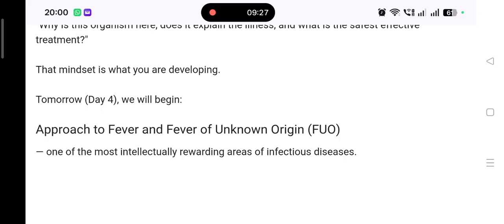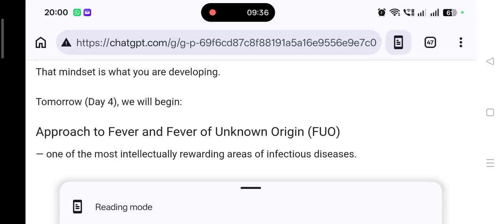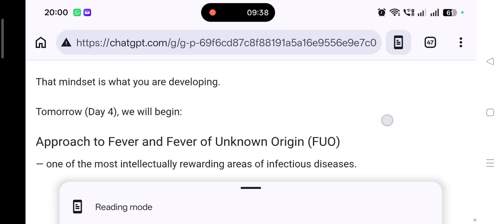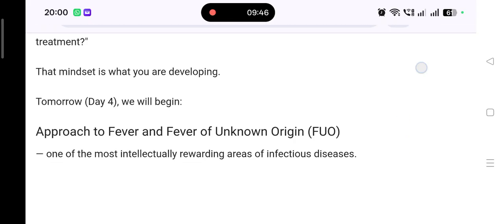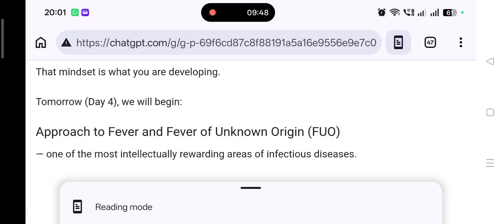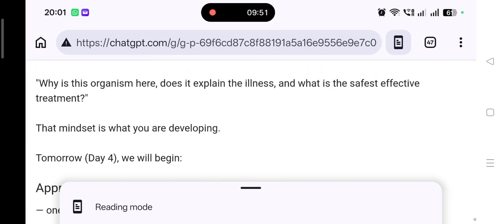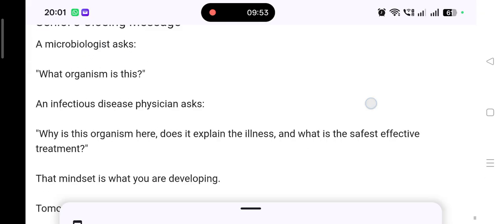In day 4 we will see the approach to fever and fever of unknown origin, one of the most intellectually rewarding areas of infectious diseases, and antimicrobial stewardship is also a part of it. So these things should be checked, and this content is from just ChatGPT.